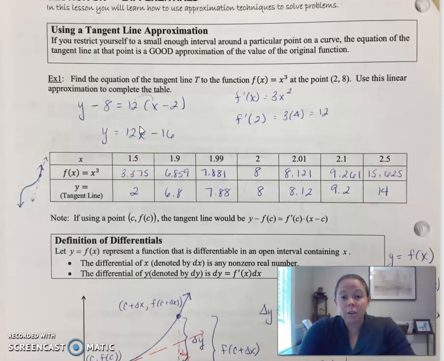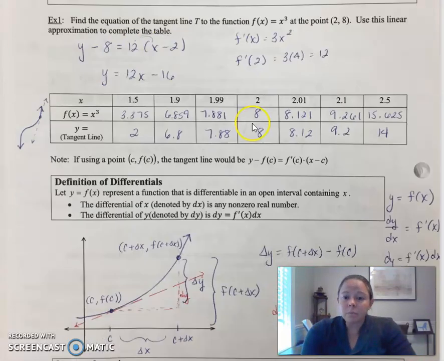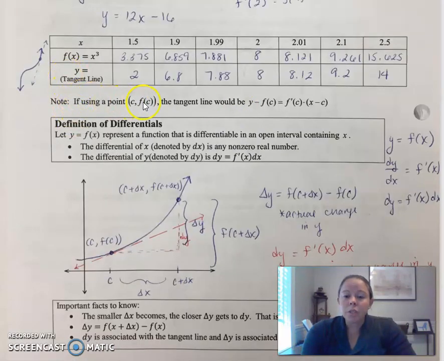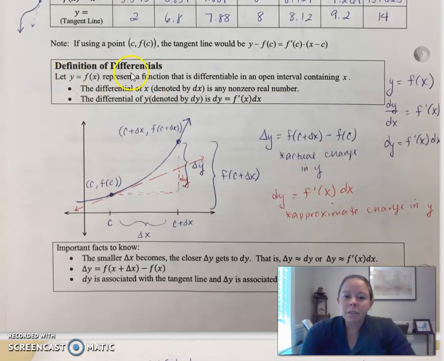In the business world, in Calc Survey, we talk about when you don't have a function. You'll want a good way of predicting what's going to happen next. Using the tangent line might be a good way to predict, or at least make sure you make enough items for the future. So we use this linear approximation, or tangent line approximation, in that business calculus class. If using a point c and f of c, the tangent line would be this. And notice that the derivative is our slope. That's the key.